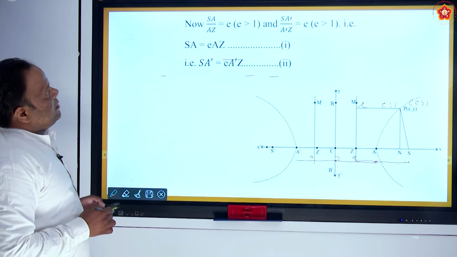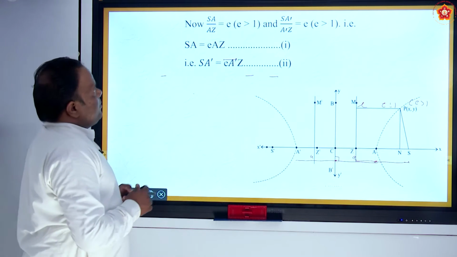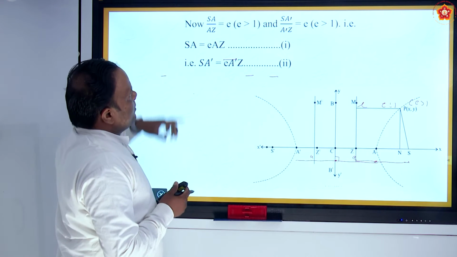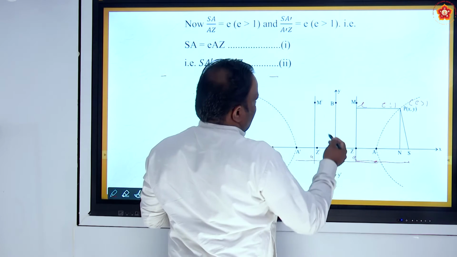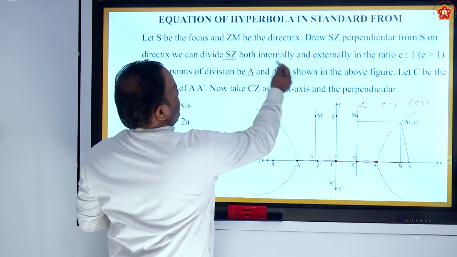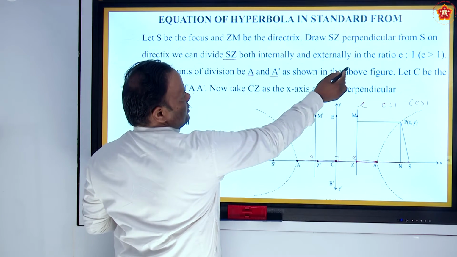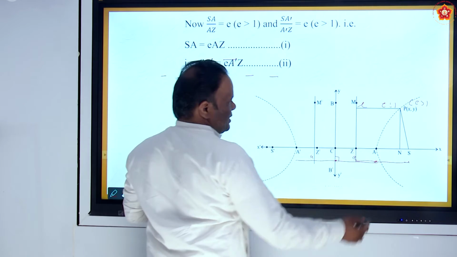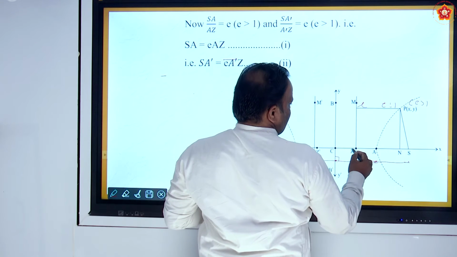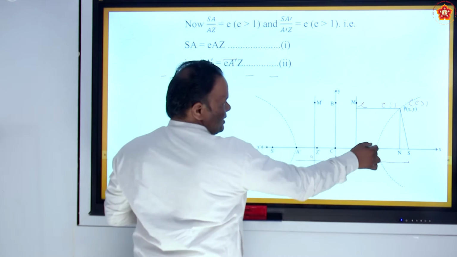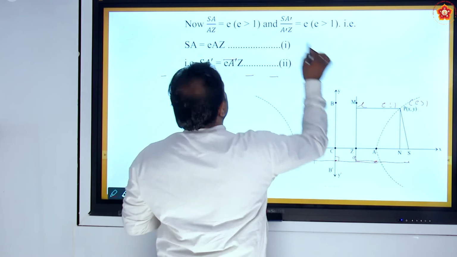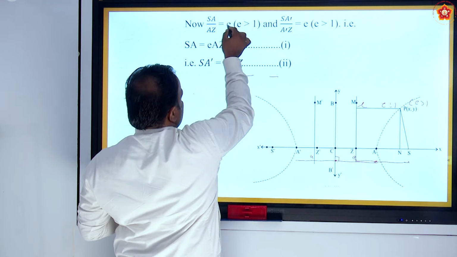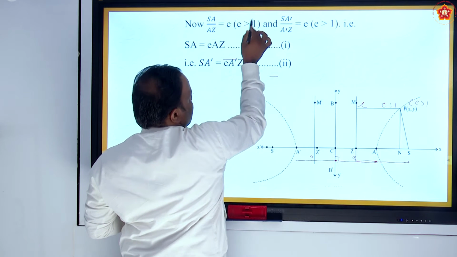So next observe here. Now this is very important, a very important concept with ratios. You take the ratio already here: S divides Z both internally and externally in the ratio e is to 1, where e is greater than 1. In that condition, you take SA by AZ. This ratio you have to take. SA divides SZ internally. Take e is to 1, meaning e, and you do not need to write the 1 below. So SA by AZ equals e, where e is greater than 1.